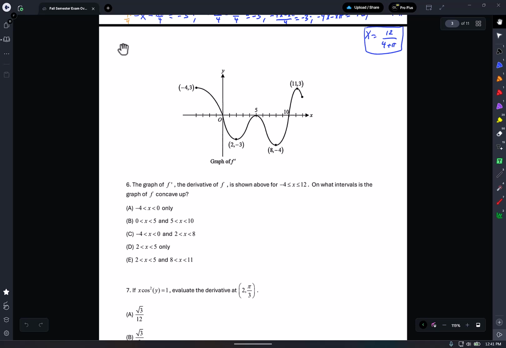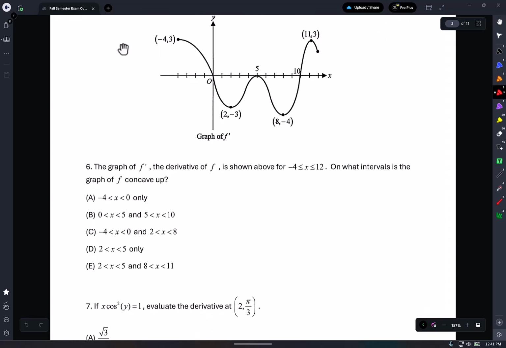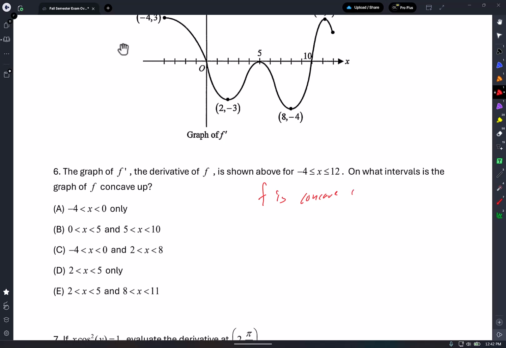All right, guys, here we go. Let's continue. Here's question 6. It says the graph of f prime, the derivative of f, is shown above between -4 and 12. On what intervals is the graph of f concave up? Well, this is just straightforward, guys. F is concave up if we have one of two scenarios.